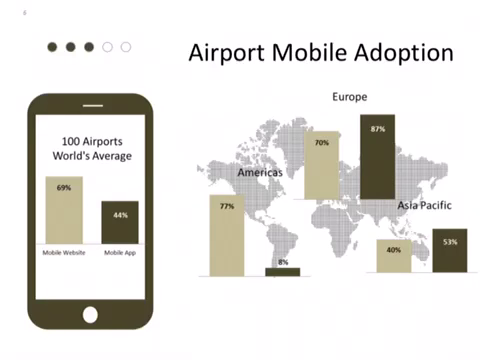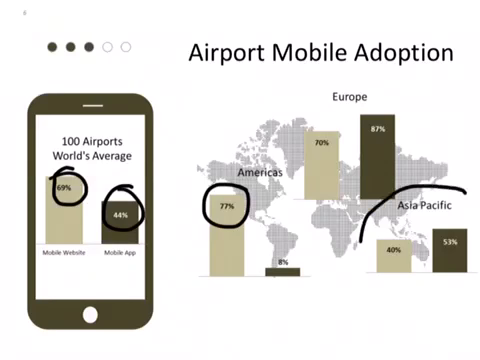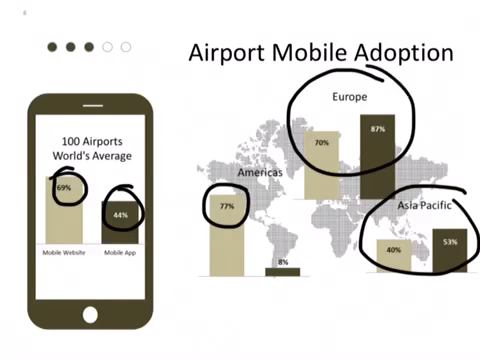The first result showed that 70% of those 100 airports were providing a mobile website and 44%, less than 50%, a mobile application. That means for the iPhone and Android phones. If we break down the figures by region, we saw that in the Americas, the main mobile service was mobile websites. In Asia Pacific, it was more or less split at a lower level. And in Europe, it was the highest penetration of those services, with 70% and 87%.